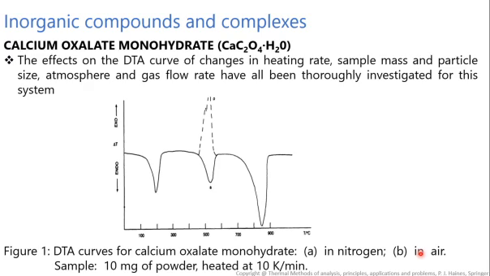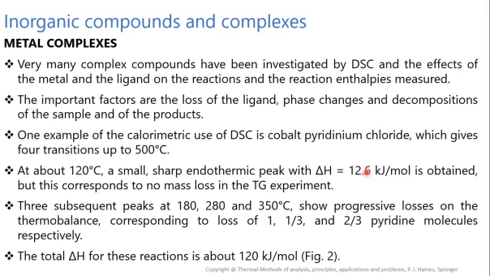So this is the particular DTA curve in which we get different kinds of endothermic peaks. Okay, so in case of A, there is a DTA curve which is obtained under nitrogen atmosphere, and in case of B, a particular curve which is obtained in air atmosphere. So the sample should be taken at 10 mg of powder, and which is heated at the 10 Kelvin per minute rate.